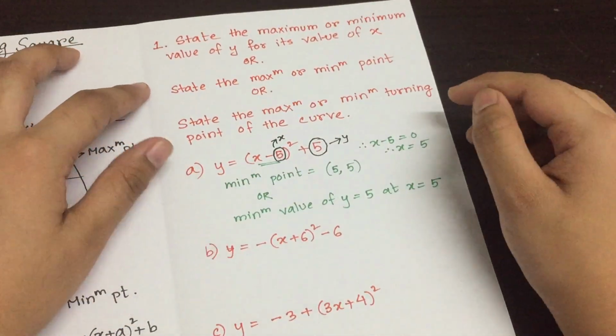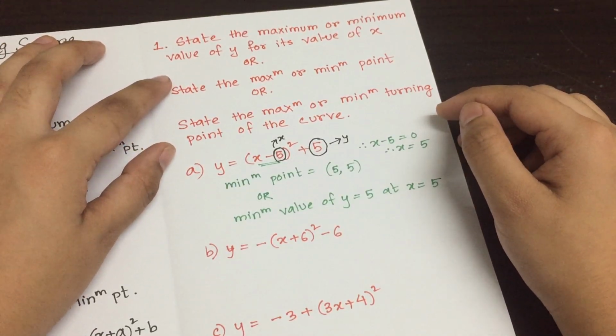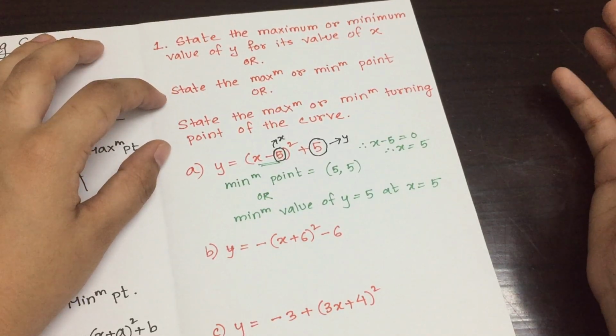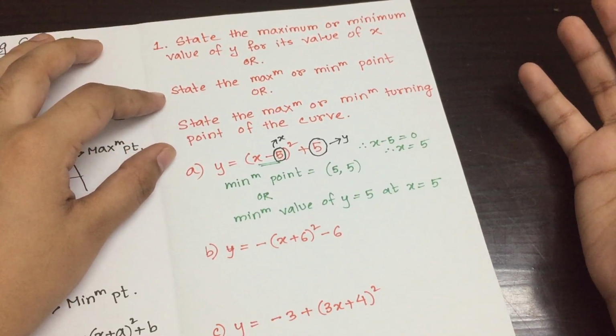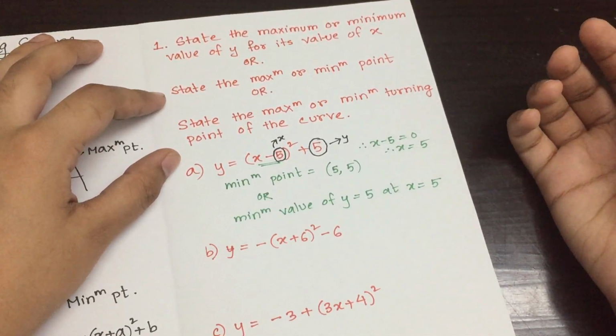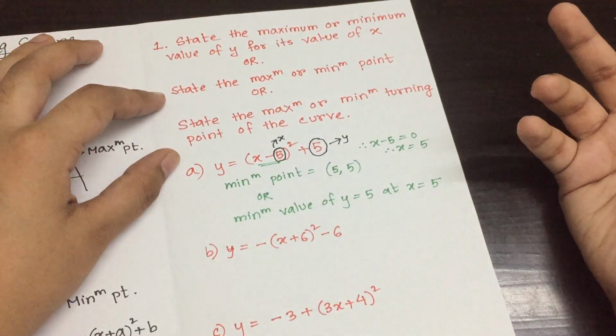So here I've given some examples. The question can ask you to state the maximum or minimum value of y and its value of x, or the question can ask you to state the maximum or minimum point, or the question might even ask you to state the maximum or minimum turning point of the curve. All of these are the same question, they mean the same thing.